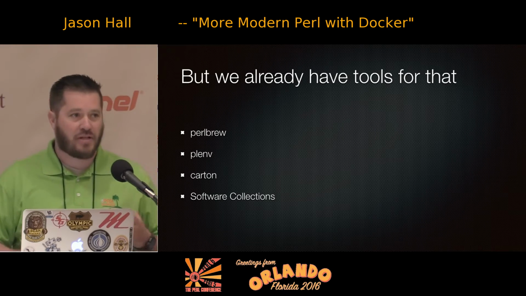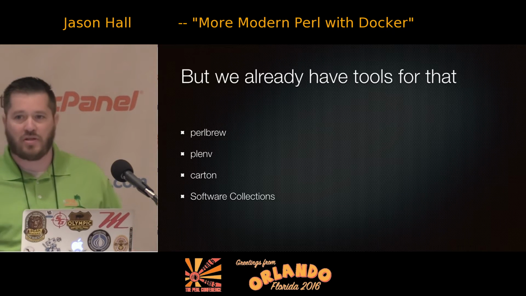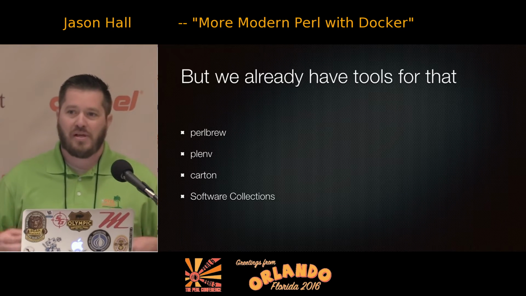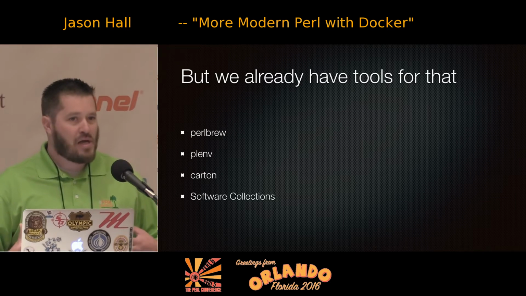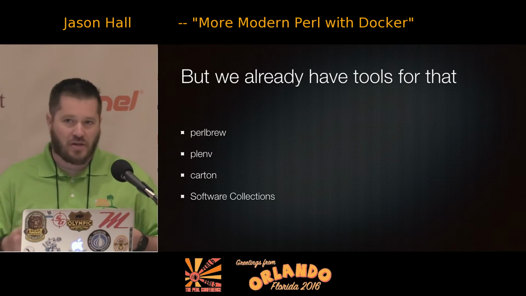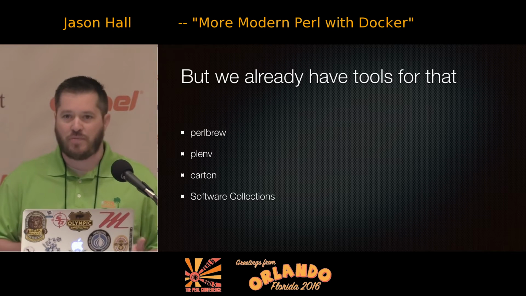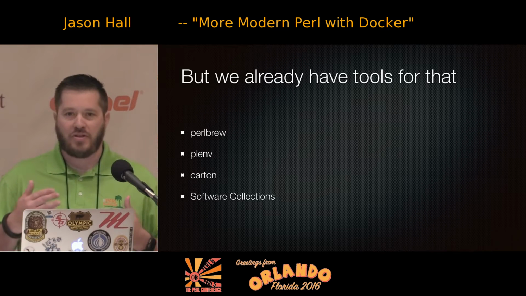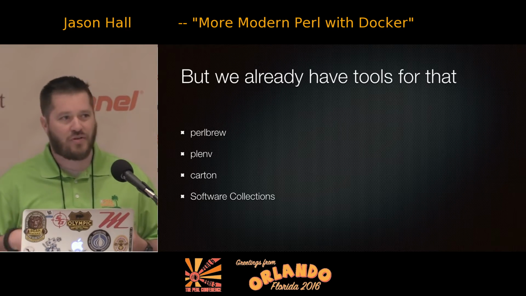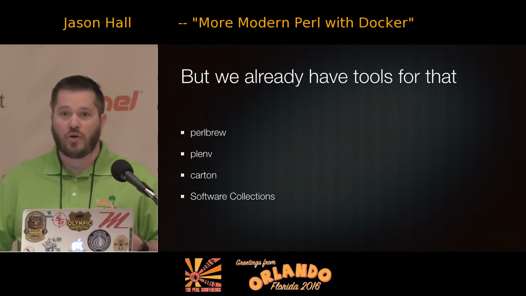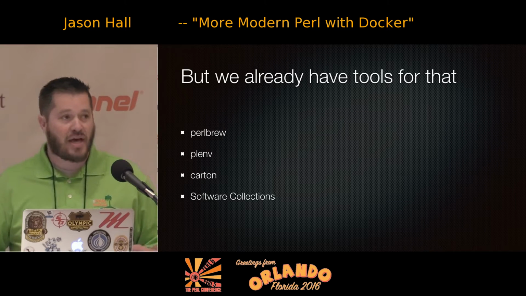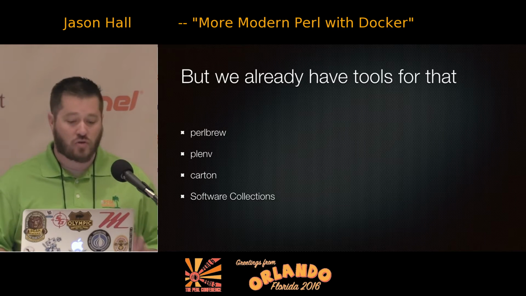Perlbrew and plenv are two great tools that you might already be using on a laptop. They allow you to manage several different types of Perl and manage which compiler options you might have for them. You have a 5.20, a 5.24, a 5.22.2, and you want to run your code against all of them. Great, it lets you do that. It's very, very useful, great tools.